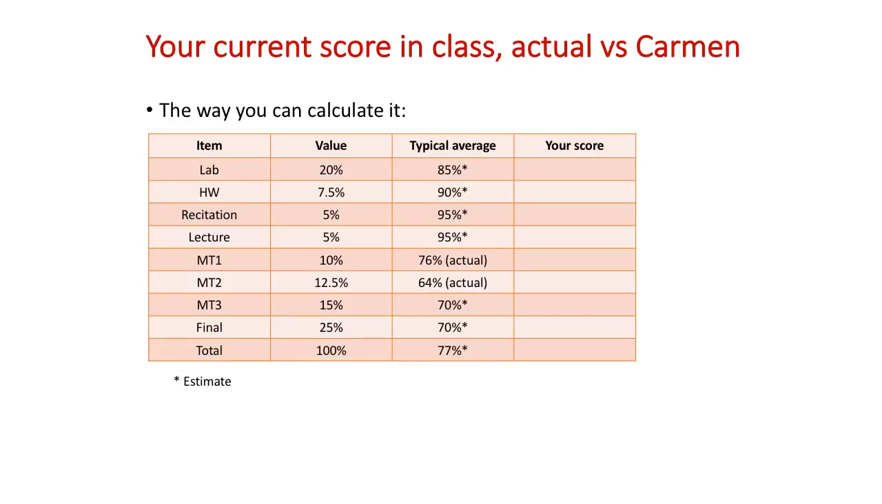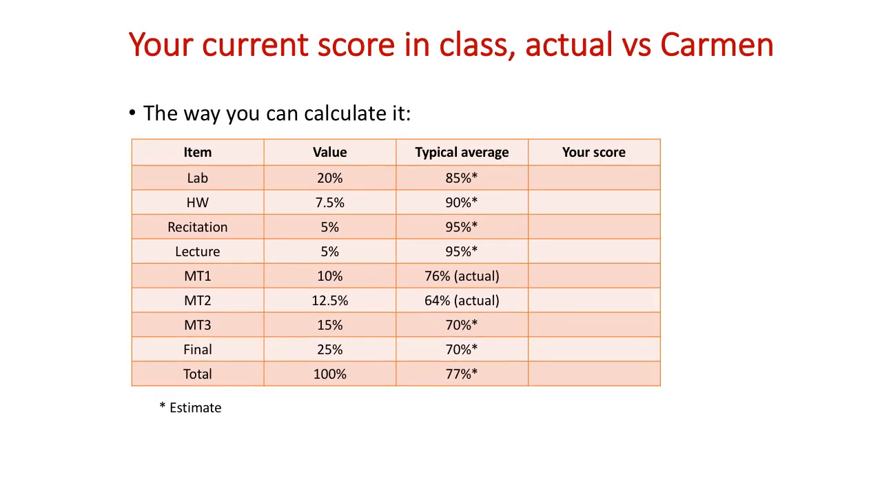Okay, so let's go over how you might calculate and consider your score at this point in the semester. Let's look at the value of each of these items in the class. Labs, 20% of your grade. Homework, 7.5%. Recitation and lecture, 5% each. Midterm 1 was 10%. Midterm 2, 12.5%. Midterm 3 will be 15%.